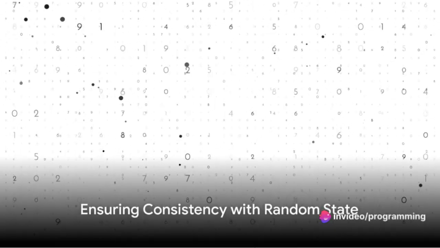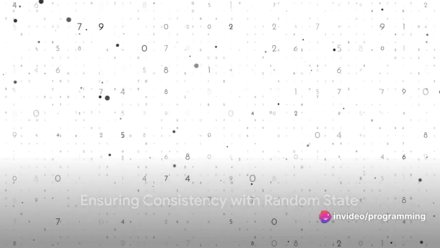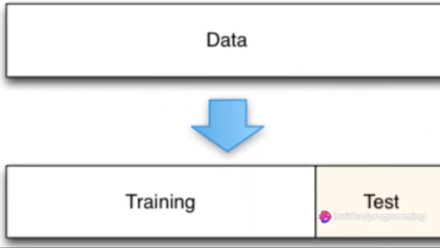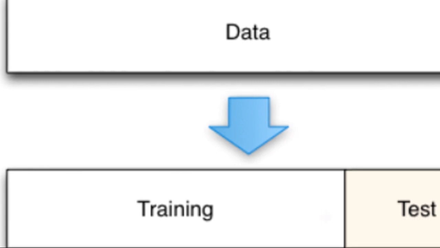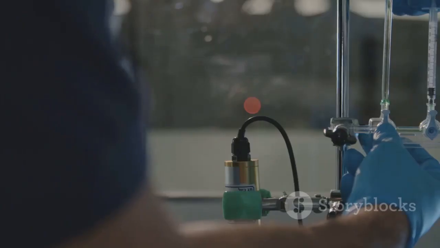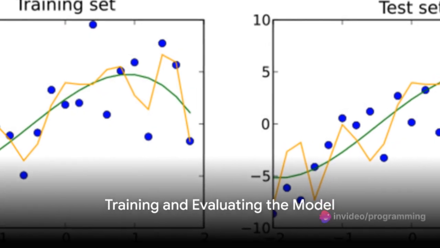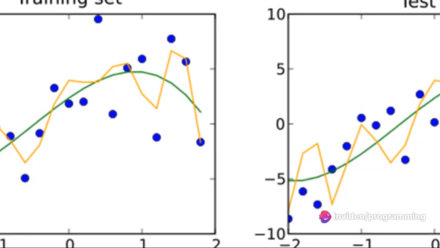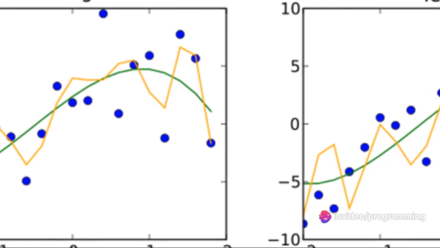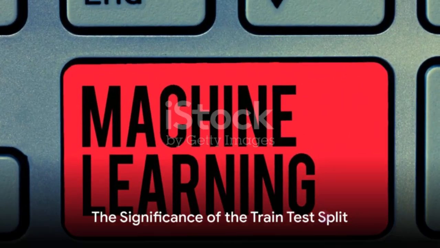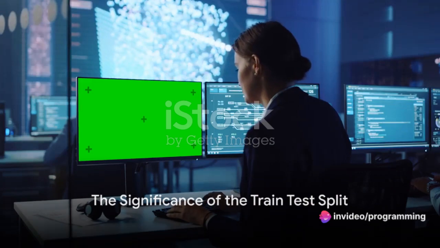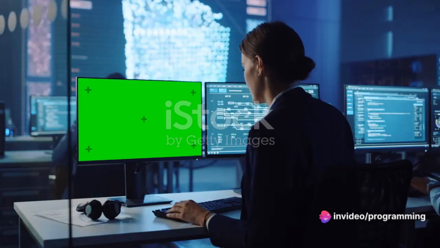One critical aspect to remember is the use of the random_state parameter. This allows you to reproduce the same train-test split results, offering consistency in your experiments. After performing the split, you can then train your model on the training set and evaluate its performance on the test set. The performance on the test set gives you an idea of how well your model can generalize to new, unseen data.